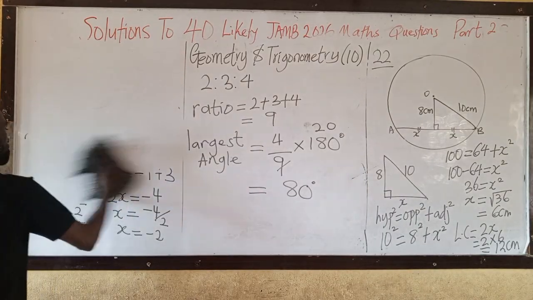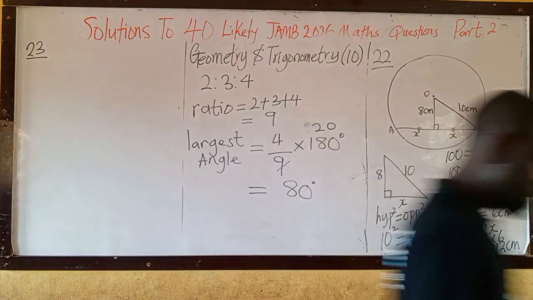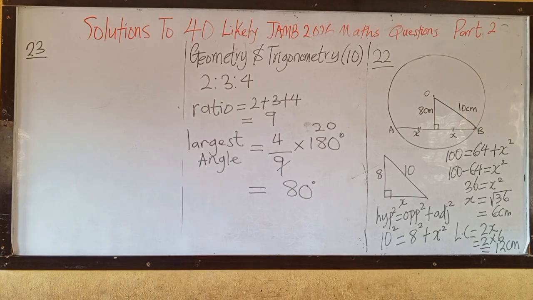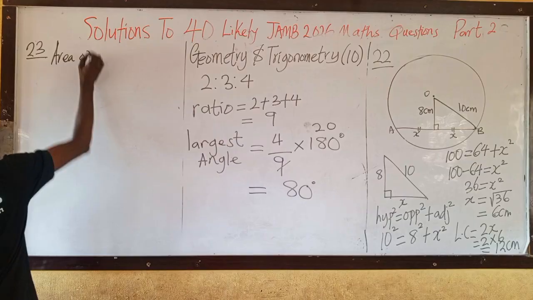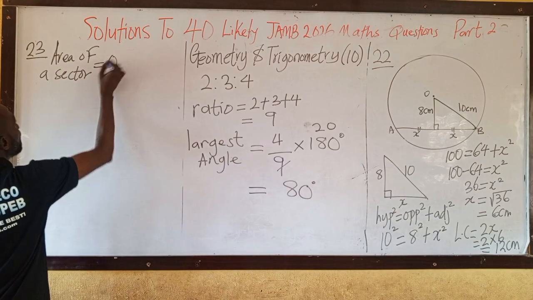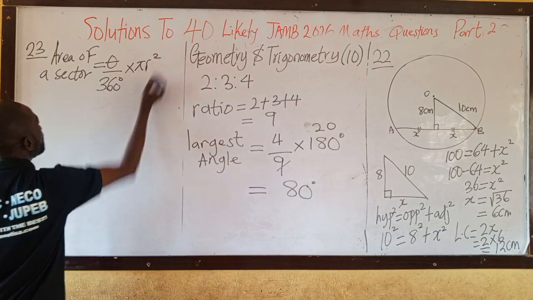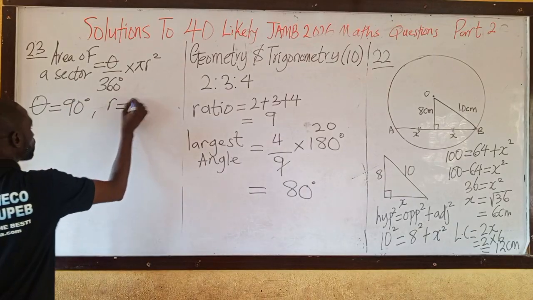Question 23 says find the area of a sector. What's the formula for the area of a sector? The area of a sector is equal to theta over 360 degrees times pi r squared. The theta is given as 90, and our radius is given as 7 cm.